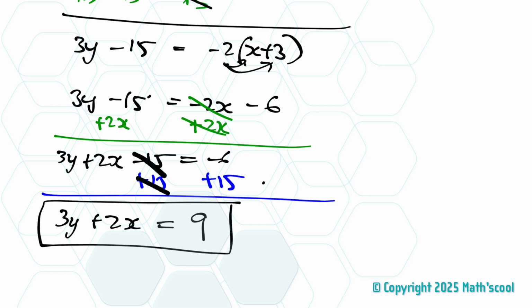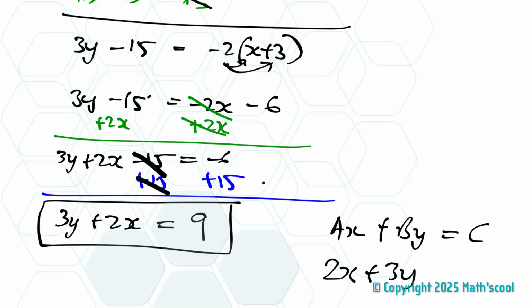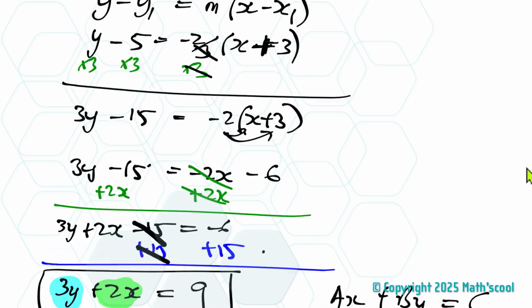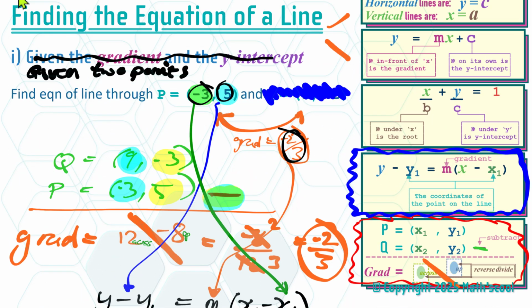I'll just tidy that up a little bit. We want it in the form ax plus by equals c. So I'm going to rewrite it as 2x plus 3y equals 9. All I've done is swap these two terms around. Nothing more complicated than that. So the 2x is here and the 3y is here. And so there's my answer to that question. Again, we've given it in that standard form. We haven't given it in the form y equals mx plus c because this type of question, that's how you deal with it.